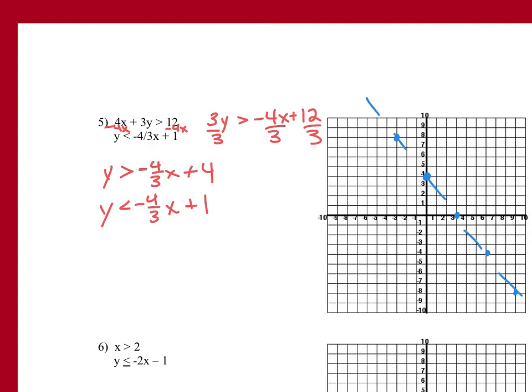And it's y greater than, so I would shade this way. Next one. Same slope but different b value. So I'm at 1 now instead. Still going down 4, right 3. Yep. Still a dashed line.